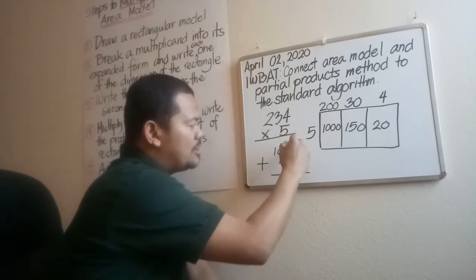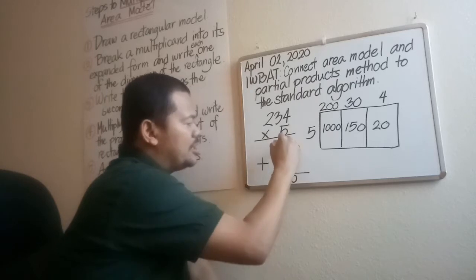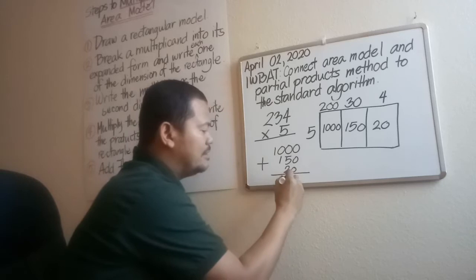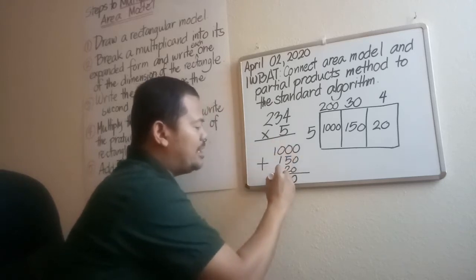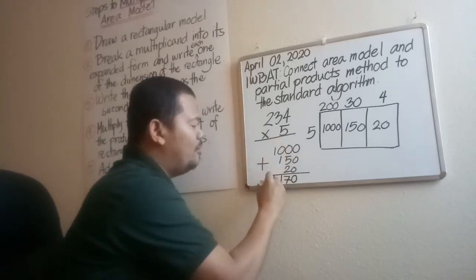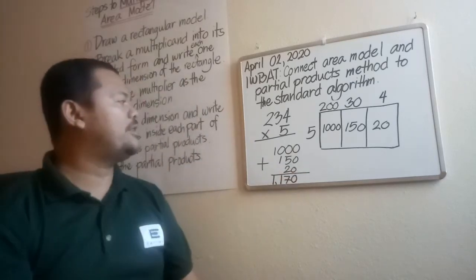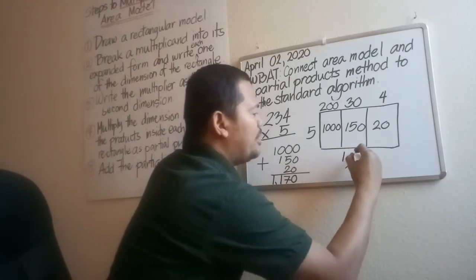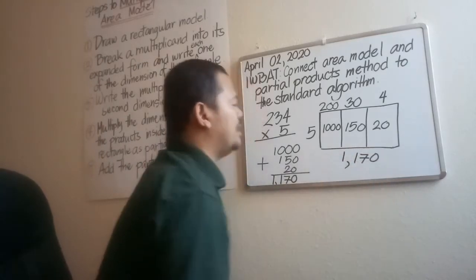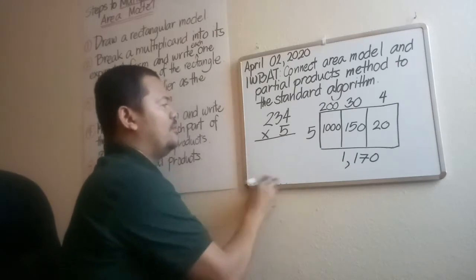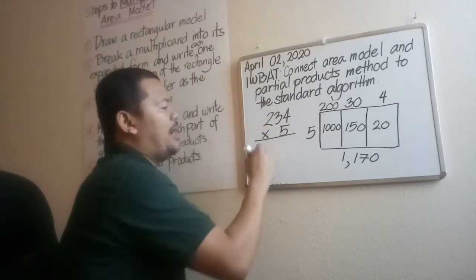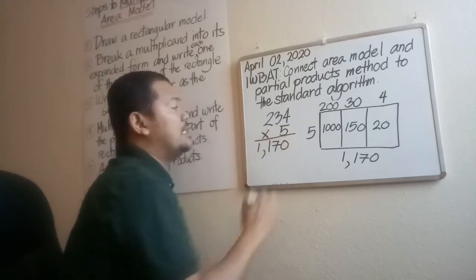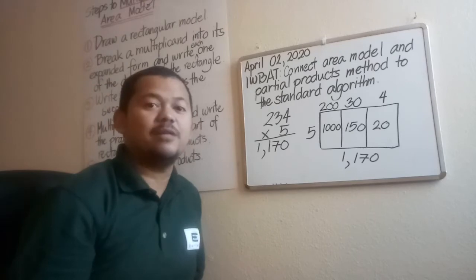So you got here 0. 0 plus 0 plus 0 is equal to 0. 0 plus 5 plus 2 equals 7. 0 plus 1 equals 1. And bring down 1. Here's your answer, 1,170. So you write your answer here as 1,170. Meaning to say, when you multiply 234 times 5, the answer is 1,170. This is how you answer it using area model and partial products.